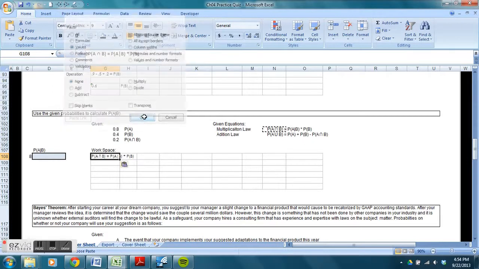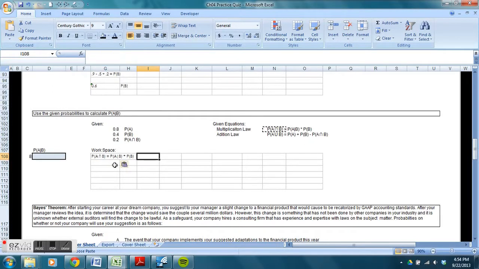Let's see what we know here. We know the probability of A intersect B is 0.2, and that's going to equal what we want, the probability of A given B multiplied by the probability of B, which is 0.4. So let's divide each side by 0.4, and we have 0.2 divided by 0.4 equals the probability that we want.